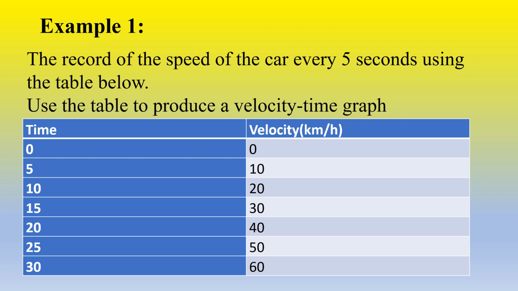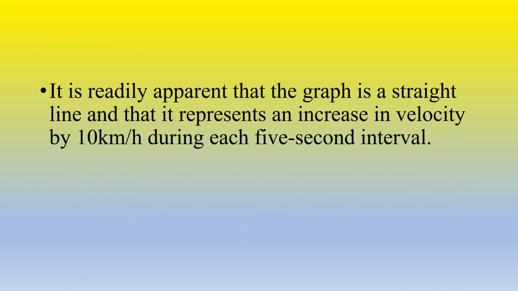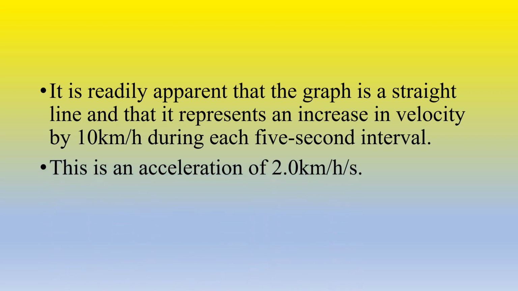At 20 seconds the velocity is 40 km per hour. At 25 seconds the velocity is 50 km per hour. At 30 seconds the velocity is 60 km per hour. It is readily apparent that the graph is a straight line and that it represents an increase in velocity by 10 km per hour during each 5-second interval. This is an acceleration of 2.0 km per hour per second.